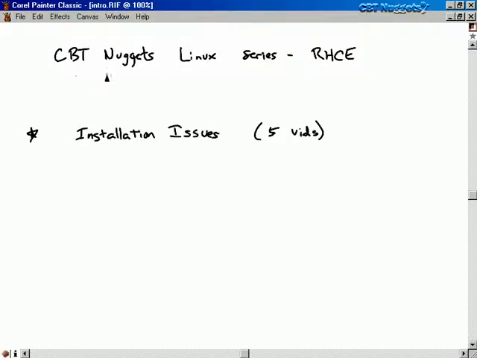Hi, welcome to the CBT Nuggets Continuing Linux series. In this series, we build on what we did in the introductory series with the goal of preparing you for the Red Hat Certified Engineer exam.